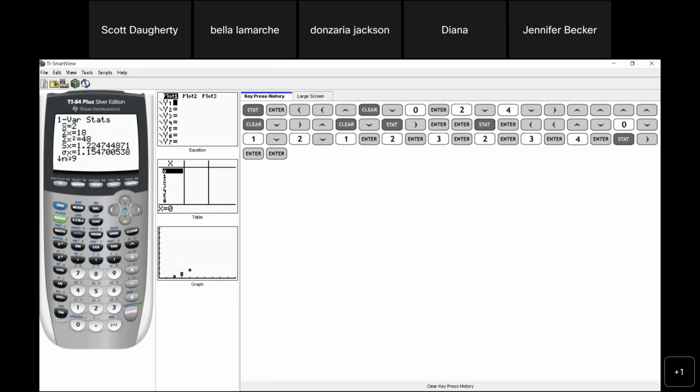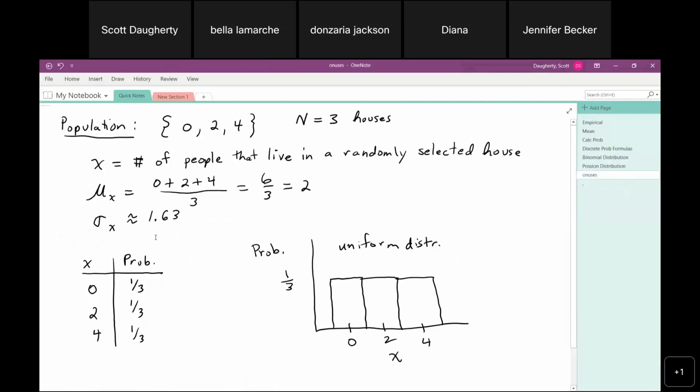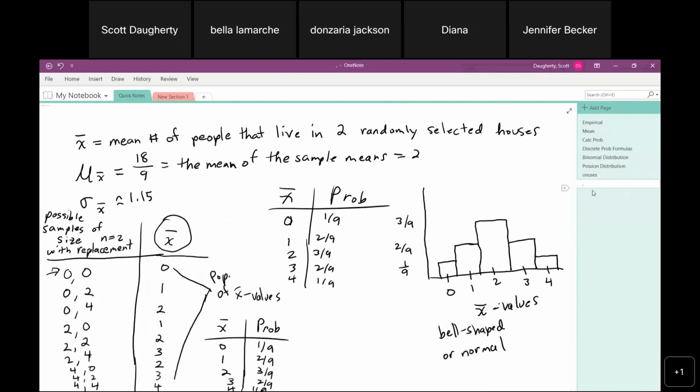So again, we're going to use sigma sub, it should be X bar, okay? Sigma sub X bar is 1.15, roughly. So I'm going to go back to that. This is approximately 1.15. And so notice that the standard deviation indeed did go down as we expected, because before it was 1.63, right? Now it's a little bit less. And you can see that in the picture. There's less deviation from 2.